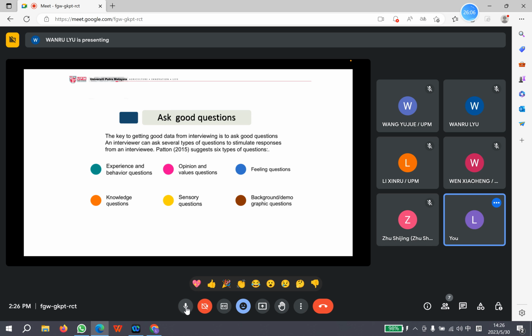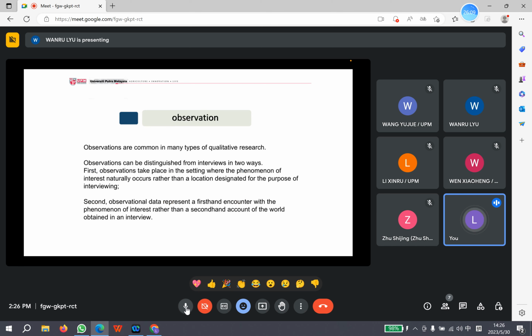Now, let's go on. Next, let's look at number 2, observation. Now, we know observations are common in many types of qualitative research. And observation can be distinguished from interviews in 2 ways. First, observation takes place in the setting where the phenomenon of interest naturally occurs rather than a location designed for the purpose of interviews. And second, observation data presents a first-hand encounter with the phenomenon of interest rather than a second-hand account of the world obtained in an interview.